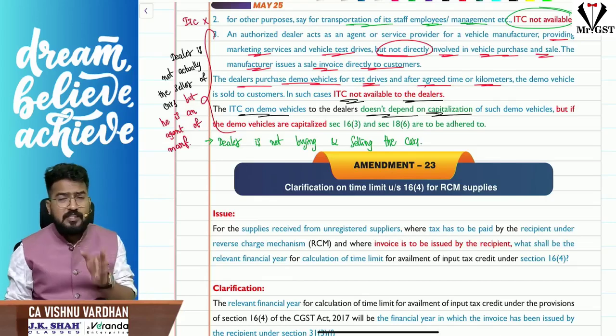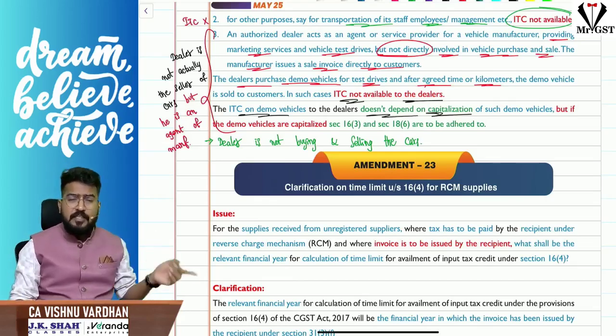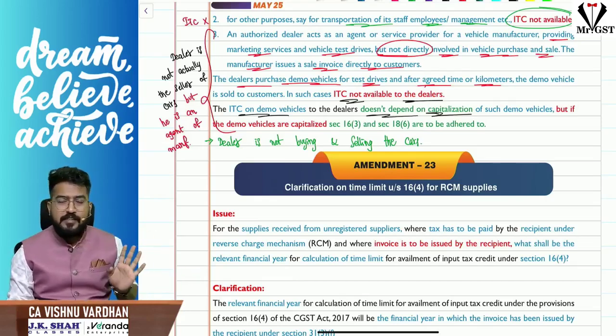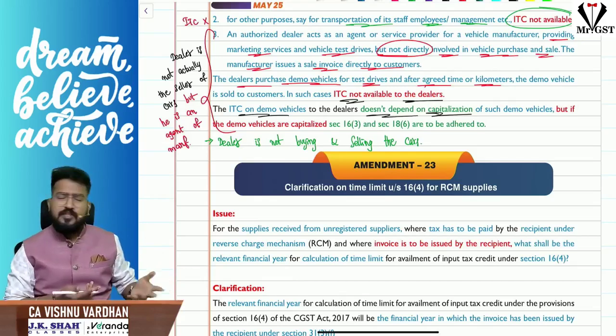As you know, the exception in section 17 subsection 5 is that only if you are engaged in further supply of such conveyances can you take ITC. Here you are not engaged in further supply of such conveyances, so you cannot take ITC.